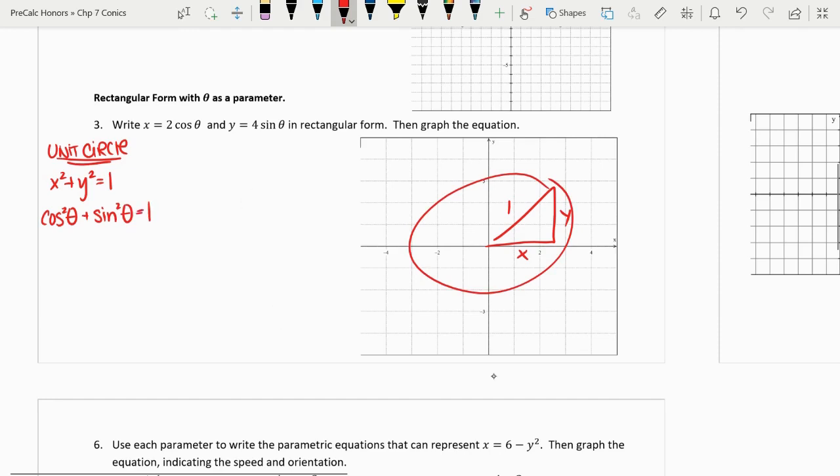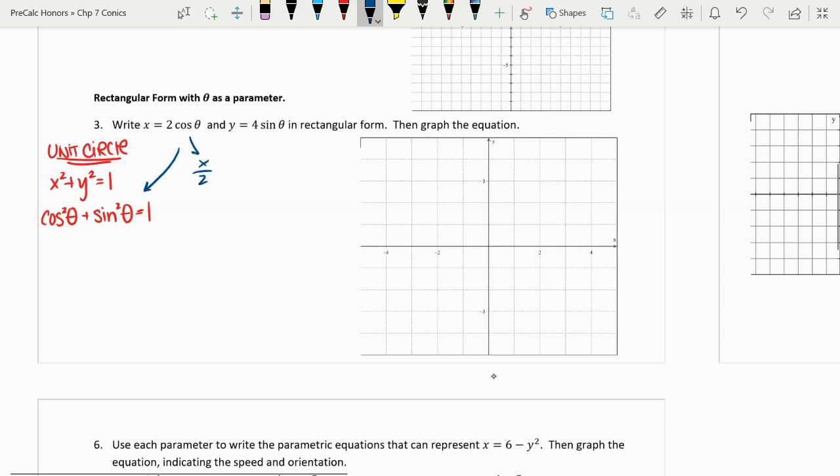This comes up in so many things. This is our Pythagorean identity, which we could use the unit circle to prove, but we talked about many things with that. So we're going to use this very important relationship whenever we're given parametric equations with just a plain old cosine and sine and a coefficient. In order to sub them in, I'm going to get cosine alone. So we'll have x over 2 equals cosine theta, and same thing for sine. So we'll have y over 4 equals sine of theta.